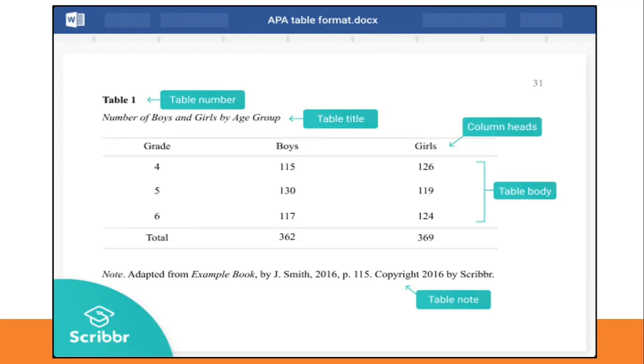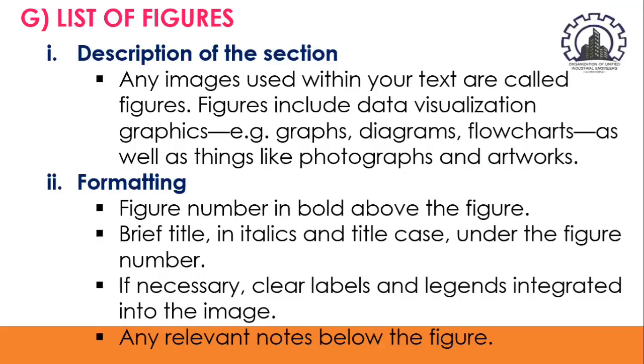And next, we also have list of figures. Now, for the list of figures, any image used within your text are called figures. So figures include data visualization graphics such as graphs, diagrams, flow charts, as well as things like photographs or artworks. So photographs and artworks are considered as figures. So how do we format figures?